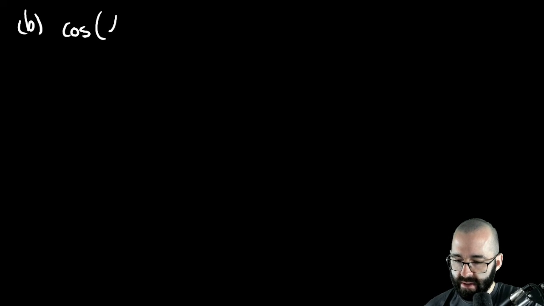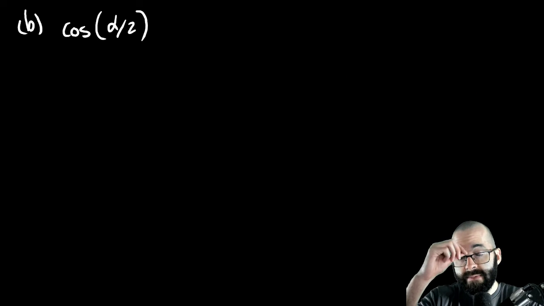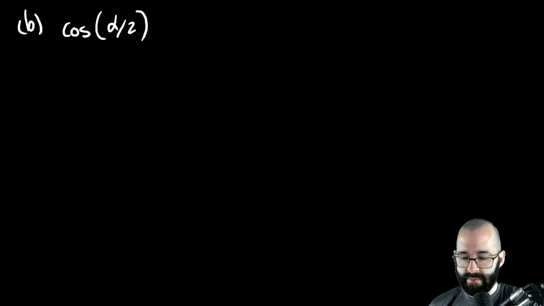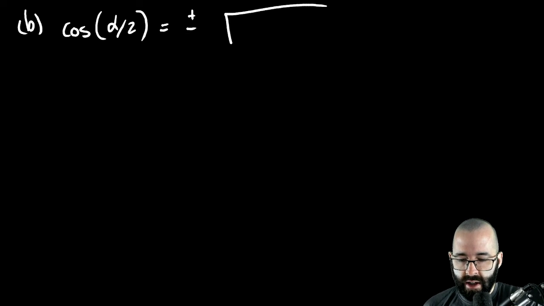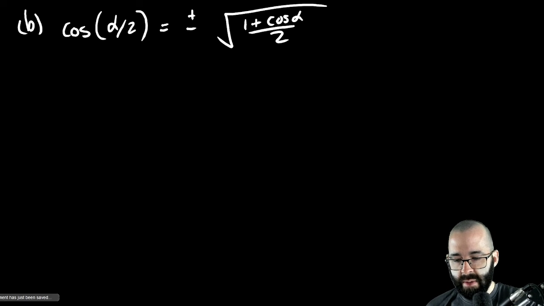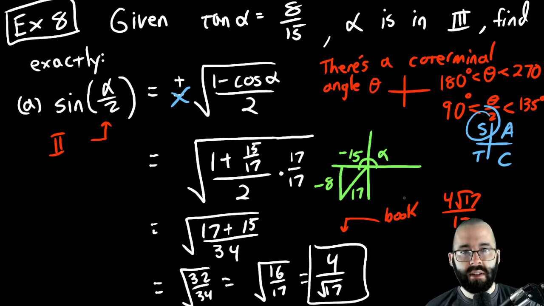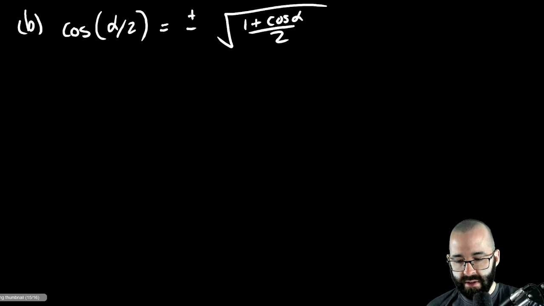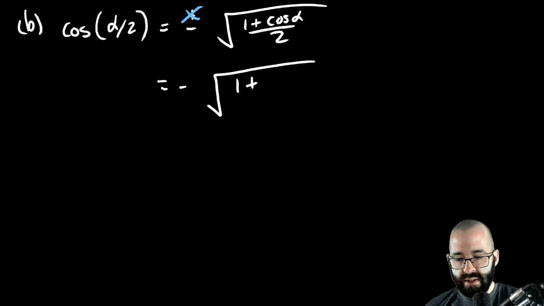You could go through this really quickly as well. You could do the same thing for cosine, which I would recommend. Pause the video, find what the cosine of alpha over 2 is, and see if we get the same answer. Again, plus or minus the square root of 1 plus cosine of alpha over 2. By the same logic, we're in the second quadrant. Cosine needs to be negative. We have negative square root of 1 plus cosine of alpha.